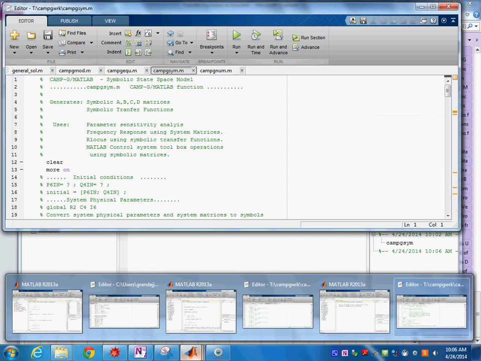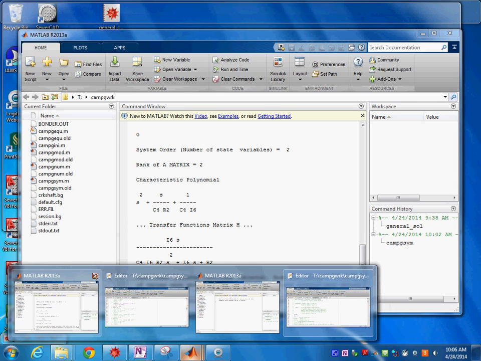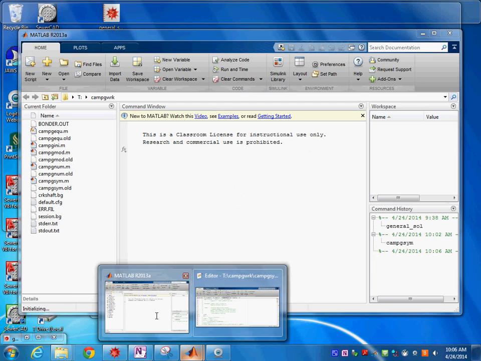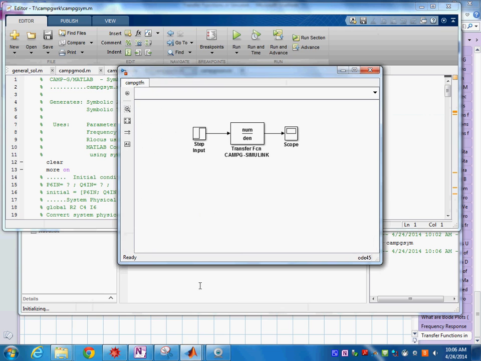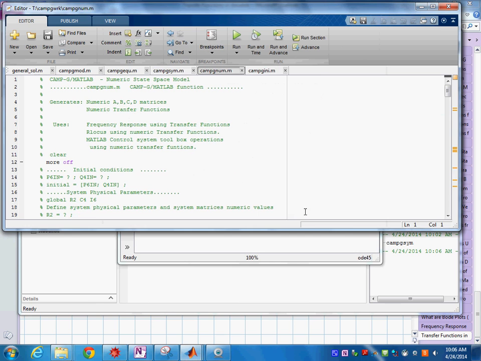Don't want to confuse the previous ones with this one. These were the ones of the... okay, let's just close this window. That was the symbolic one. This was the MATLAB one. And this is the Simulink one now. And this is what ChemG gives us.